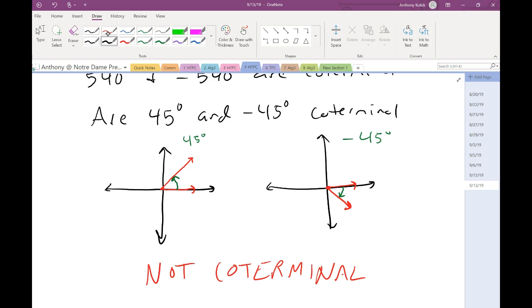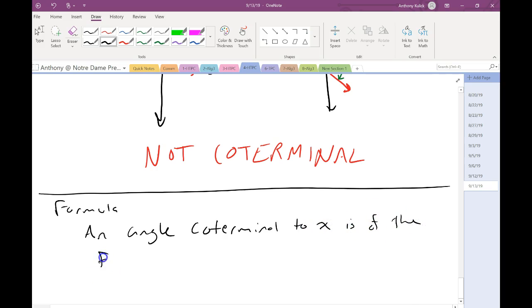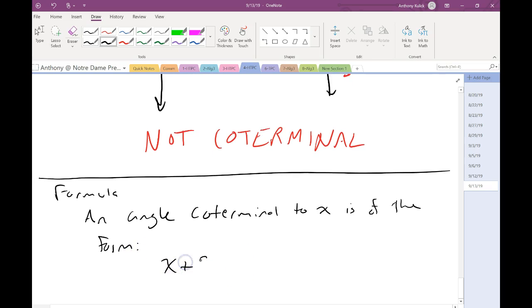Do you think we understand the difference between coterminal and non-coterminal angles? Good. What we'd like to be able to do then is come up with a way to check whether two angles are coterminal or not. The way we can do this is with the following formula. An angle coterminal to x is of the form x plus 360k, where k is an integer. When we say integer, we mean a positive or negative whole number.